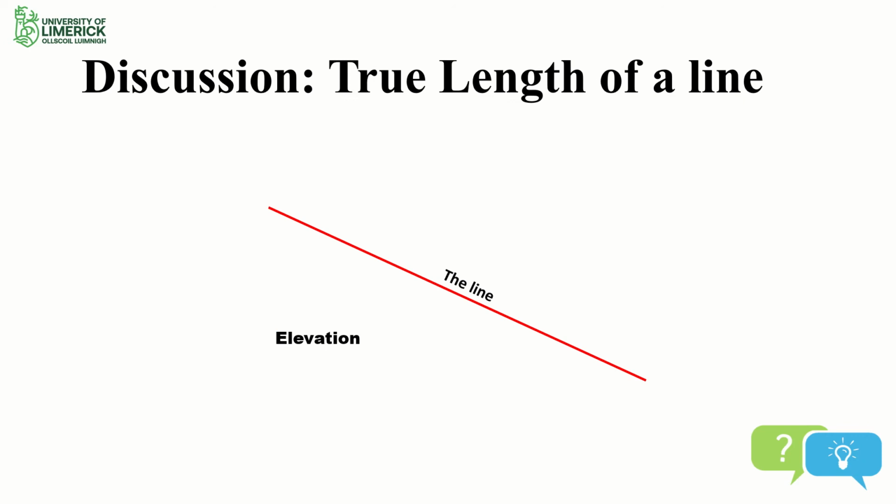Now first of all, I want to talk about the true length of a line. You can see here the red line, that's the line we're going to be talking about, and we're viewing it from the elevation. Now if I was to ask you, is this the true length of that line? What I'd be hoping that you would tell me is no. The reason for that is that it might be, but we don't have enough information. Giving us just the elevation is not enough.